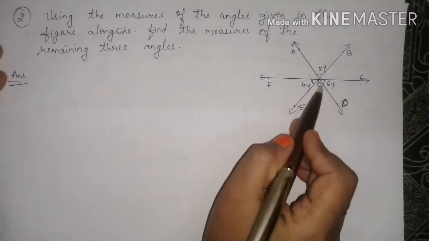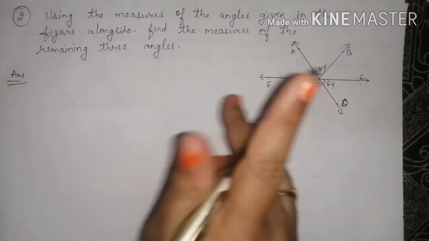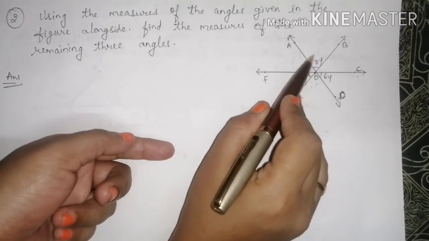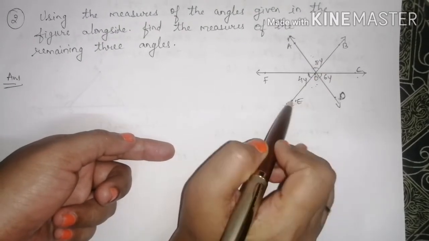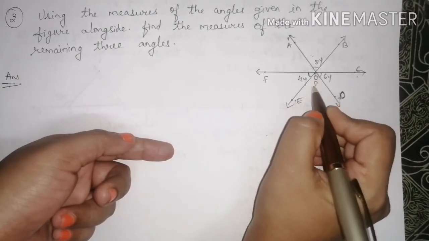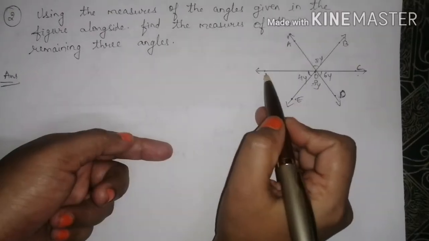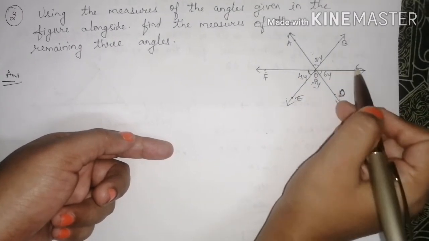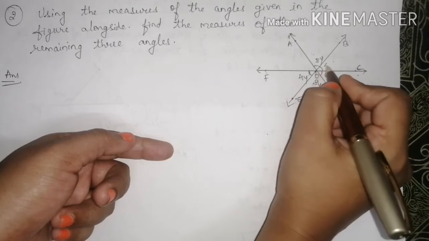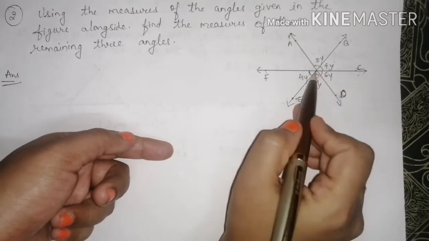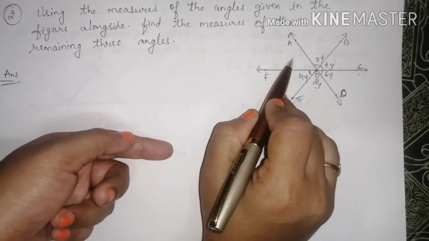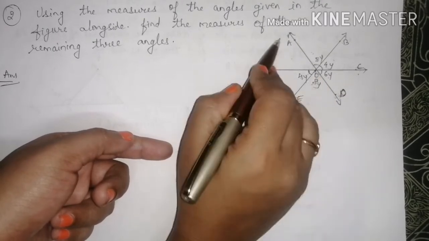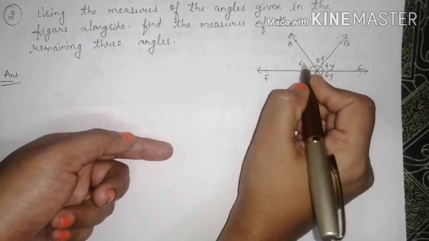with the help of vertically opposite angles, which we have studied. When two lines intersect like a cross, if AOB is 8y, opposite to this is DOE, so this is also 8y. Now FOE, opposite to this is angle BOC. If this is 4y, this is also 4y. COD, opposite to this is AOF. So if COD is 6y, AOF is also 6y.